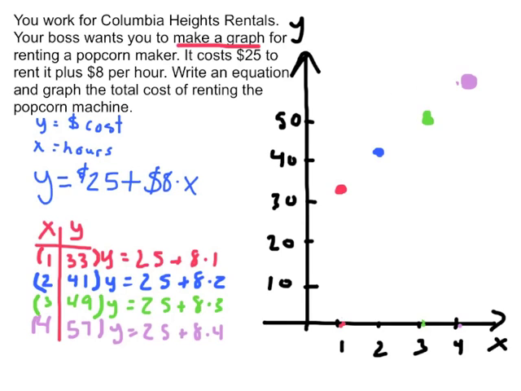So all these points in this case make a straight line. And you could put something like this up in your store and you could show customers what the price is for renting their popcorn machine.